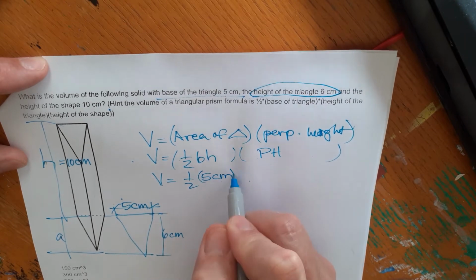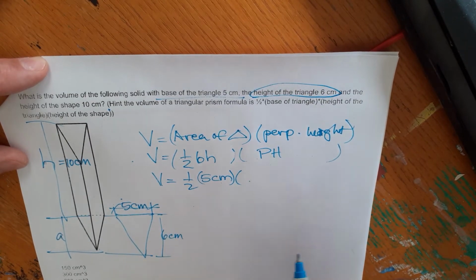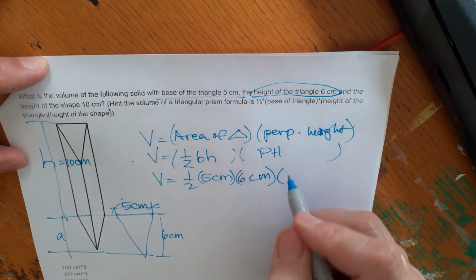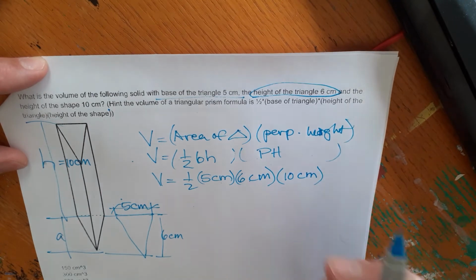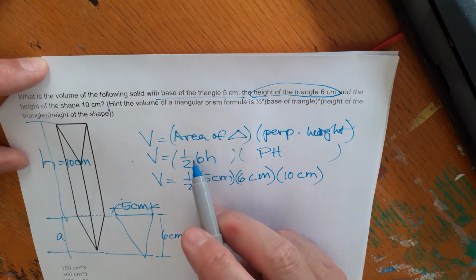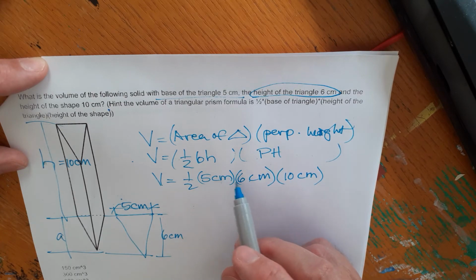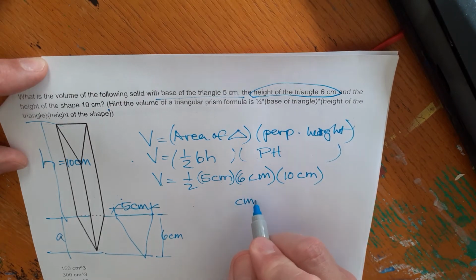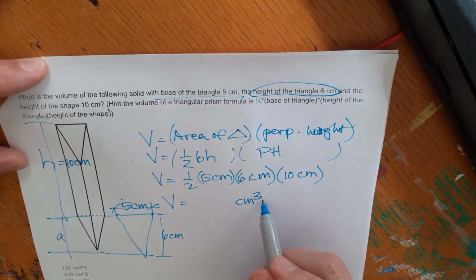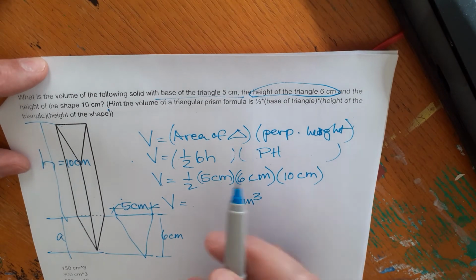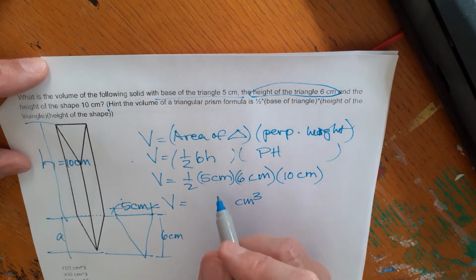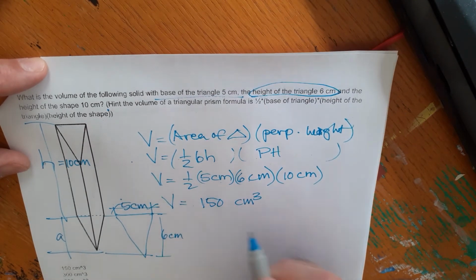I'm including the units. Please do the same when you calculate it. 6 centimeters here. And you'll see why 10 centimeters. By including the units, it gives us an illustration of why this thing is base times height, why it's the area of the triangle times the height, because now we get centimeters times centimeters times centimeters, or centimeters cubed. Perfect, because we need a volume. If there weren't 3 of them here, multiplying to cubed, we'd have a problem. We'd have to go back and look. 5 times 6 is 30, divided by 2 is 15, times 10 looks like 150 centimeters cubed.